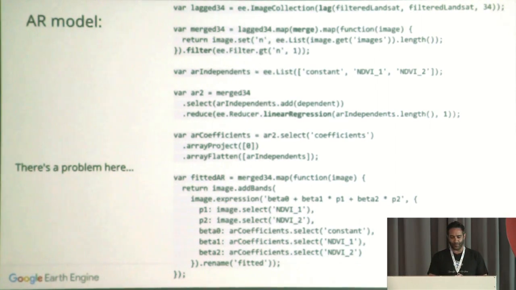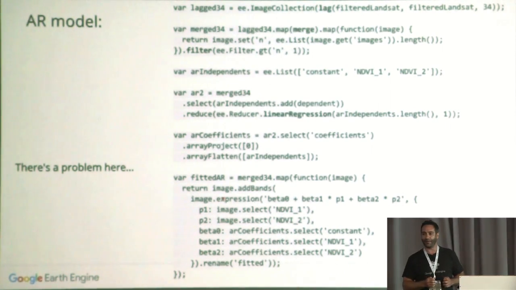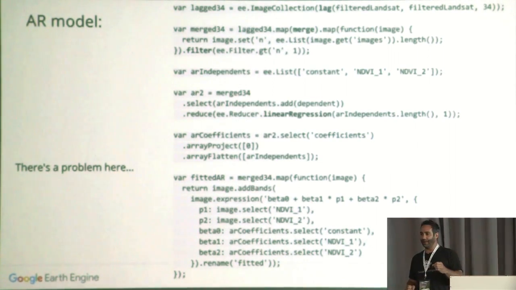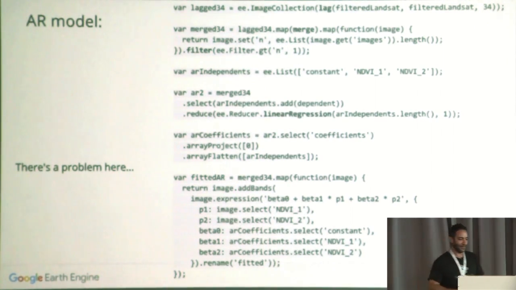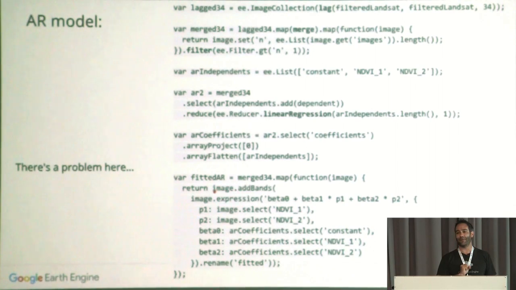Now, in order to compute the fitted values, we're going to map another function over this thing. Somebody was asking me about the sum reducer there. You know, we had the image.select independents.multiply coefficients.reduce sum, that whole thing. Instead, we're going to use an expression for that. And specifically, our expression is just going to be our autoregressive equation, beta 0 plus beta 1 times p1, which is a pixel value at time t minus 1, plus beta 2 times p2, a pixel value at time t minus 2.